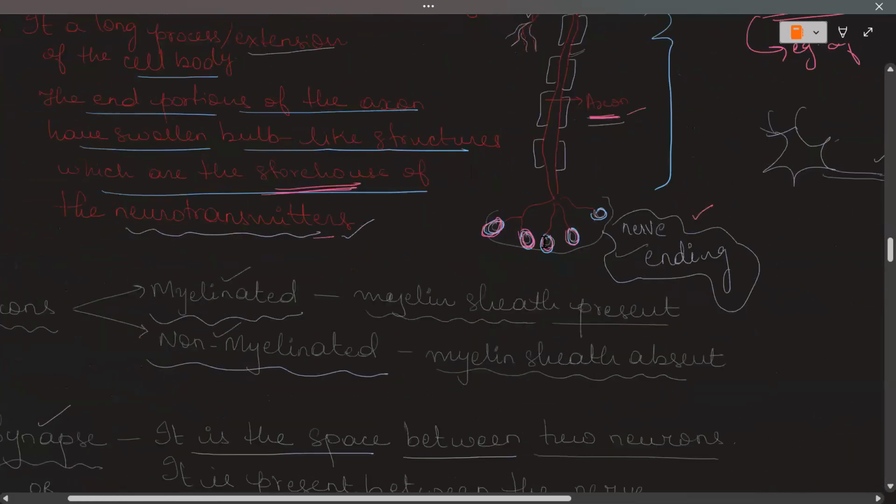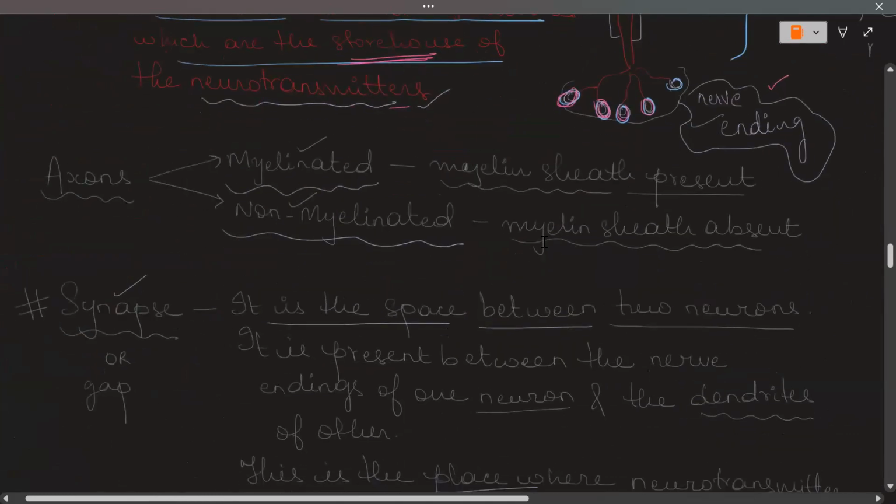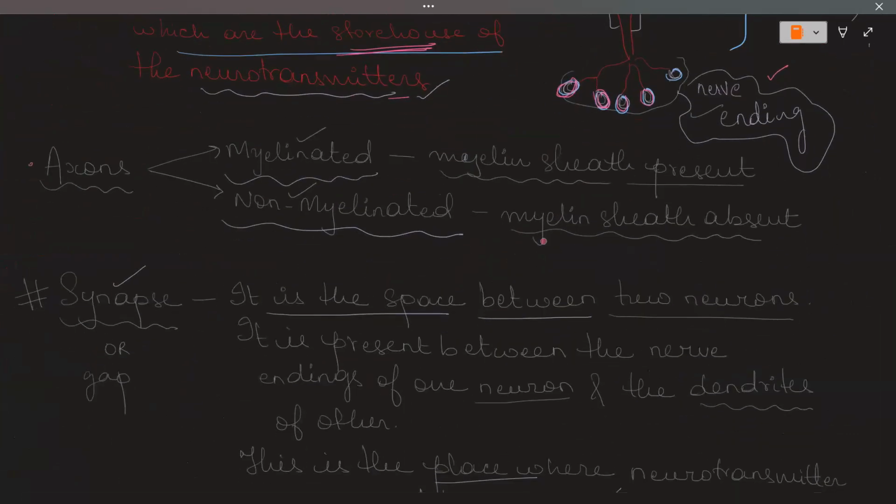Okay. Now this axon that we talked about is of two types, depending upon the presence or absence of myelin sheath. All those axons that have the myelin sheath present on them are known as myelinated axons. And those axons that do not have the myelin sheath present on them, we call non-myelinated axons.